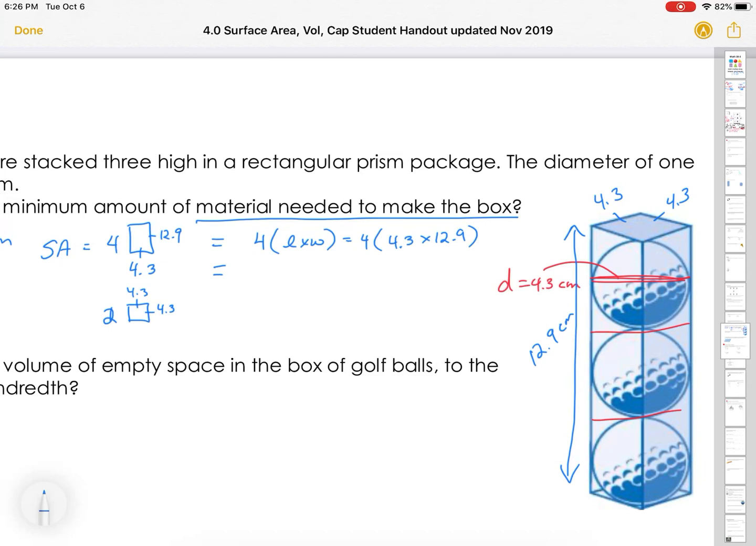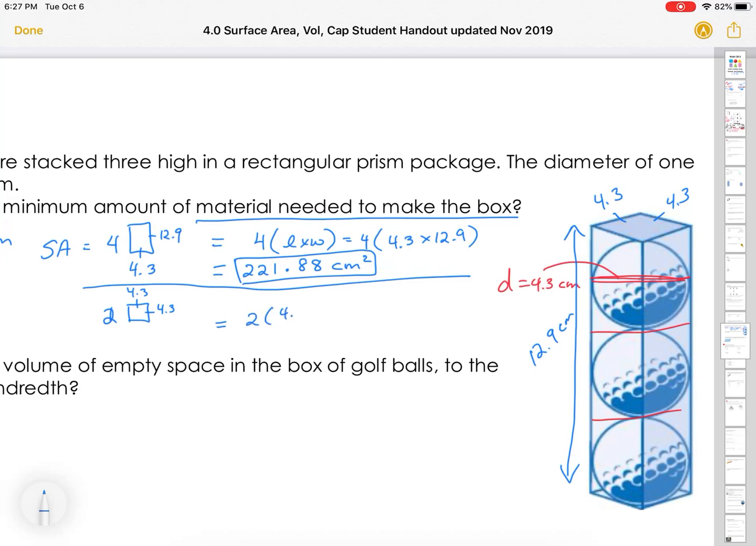Which equals, let me figure that out. 4 times 4.3 times 12.9. So I get 221.88. And this is area, and it's centimeters, so it's centimeters squared. So this is one piece. Those are the 4 sides, right?